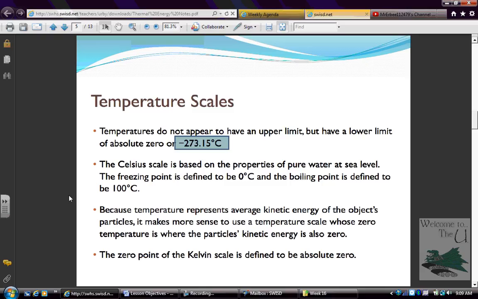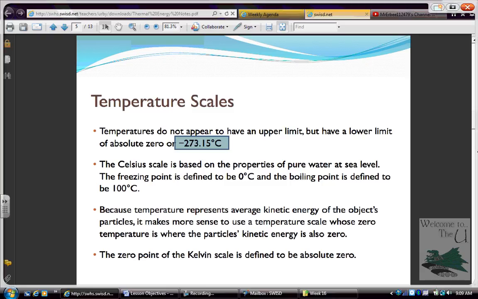But because temperature actually represents average kinetic energy of the object's particles, it makes a little more sense to use a temperature scale where zero temperature, so 0 degrees, isn't aligned to water, but let's make it aligned to absolute zero, so the very coldest that it can get. And in this case, the best scale for science is actually the Kelvin scale.